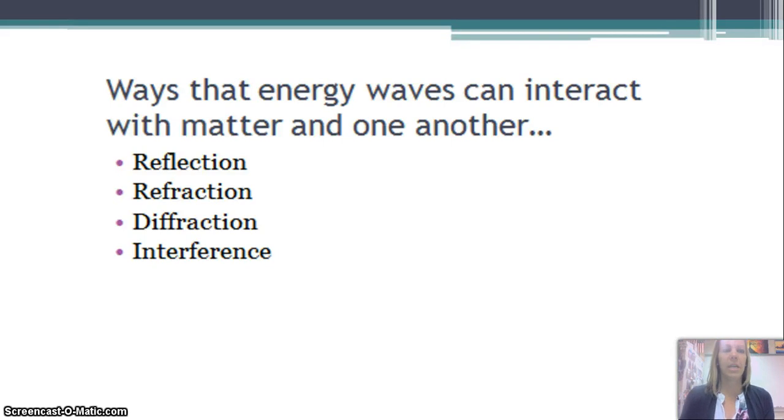All right, good morning. Today we're going to be talking more about energy. Shocking, I know. But we're going to be looking at how energy waves interact with mediums or matter. And there are four different ways. However, we're only going to focus on the first two today, which are reflection and refraction.